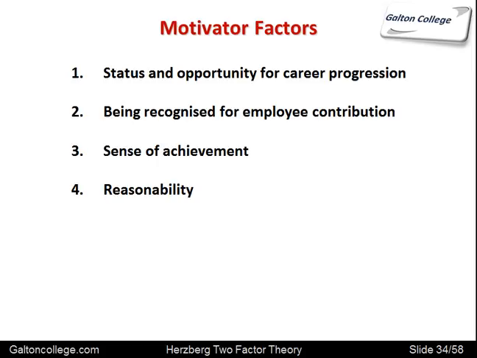And there's a feeling that they know what's reasonable. The company doesn't expect too much from the workers. It expects a fair day's work, but it doesn't expect the earth. It doesn't expect the workers to do the impossible. There must be a reasonable expectation, and the workers should be able to achieve what is expected. So it has to be realistic.